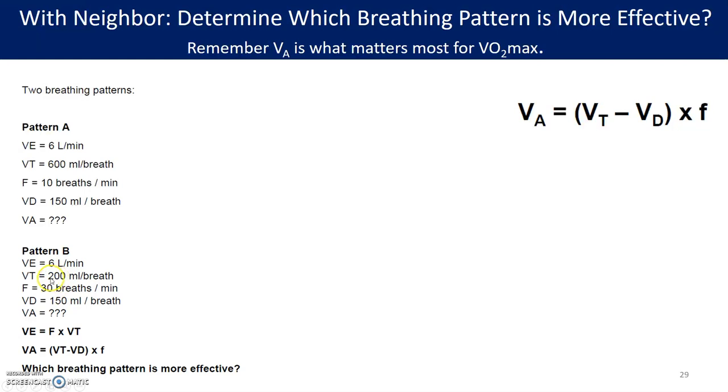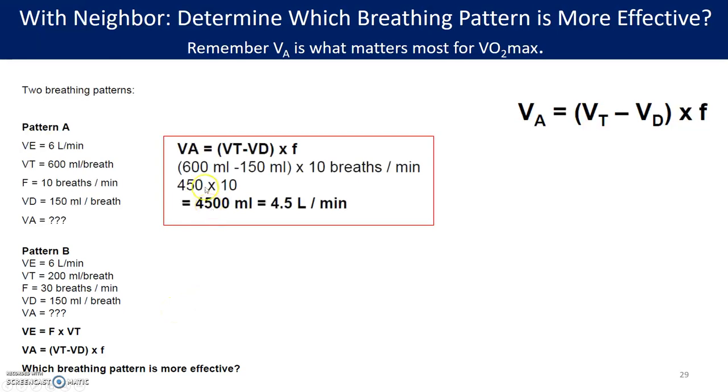But in pattern B, now we have someone that's taking shallow breaths, about 200 mils, but they're breathing much more frequently at 30 breaths per minute. So they have the same pulmonary ventilation, but they're getting there in different ways, right? Same amount of air coming in and out of the lungs, but pattern B is doing it with rapid, shallow breathing. Now the pulmonary ventilation is the same, but let's look at how much actually makes it down to the alveoli. And that's quite different.